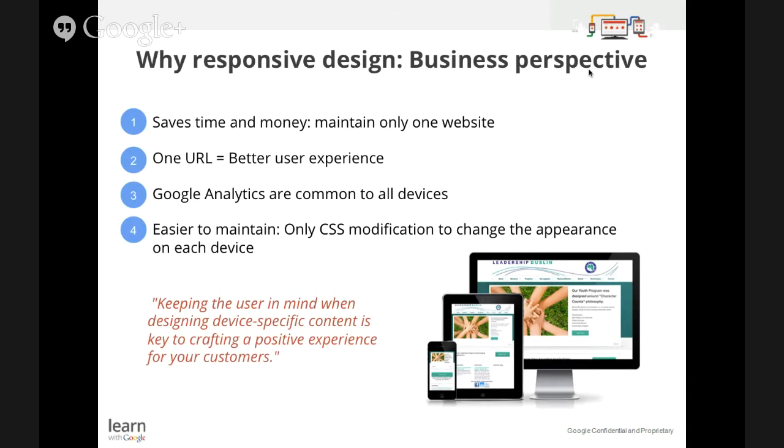Some of the main benefits are, firstly, it saves you both time and money, very important, and only means you have to maintain one website. Secondly, one URL means a better user experience. Users only have to remember the one URL at all times. Number three, Google Analytics, which is common to all devices, and we'll be able to read from all multi-screens where your traffic may be coming from. And number four, it's easier to maintain. The only CSS modification that is required is the appearance or resolution, for example, on each device.